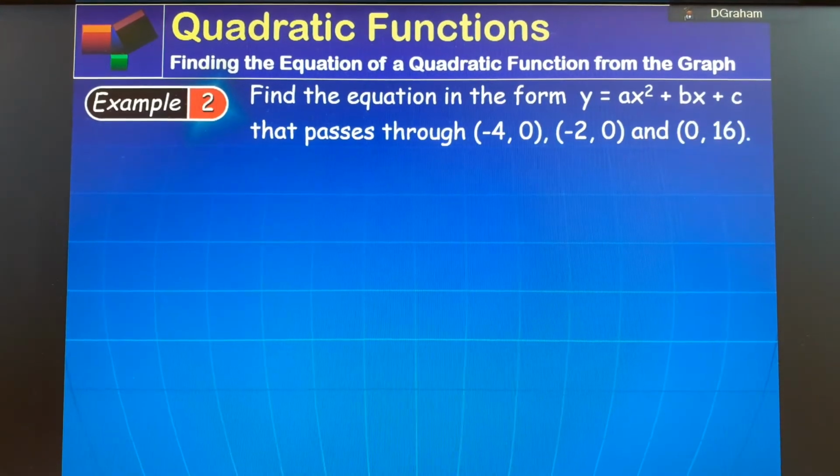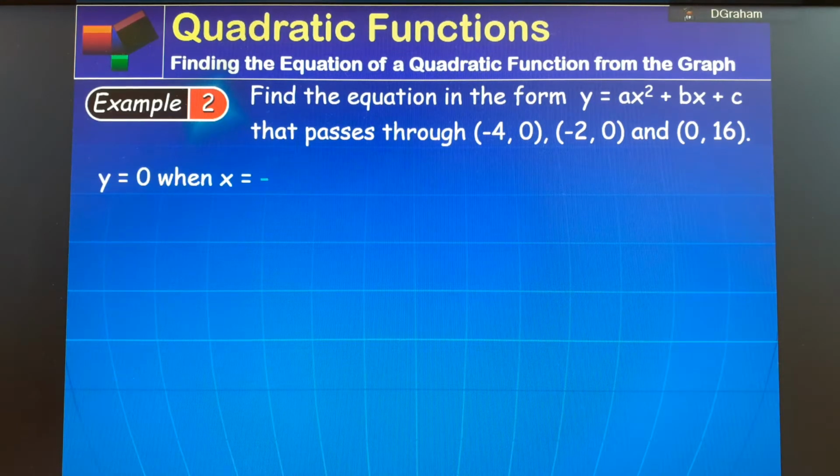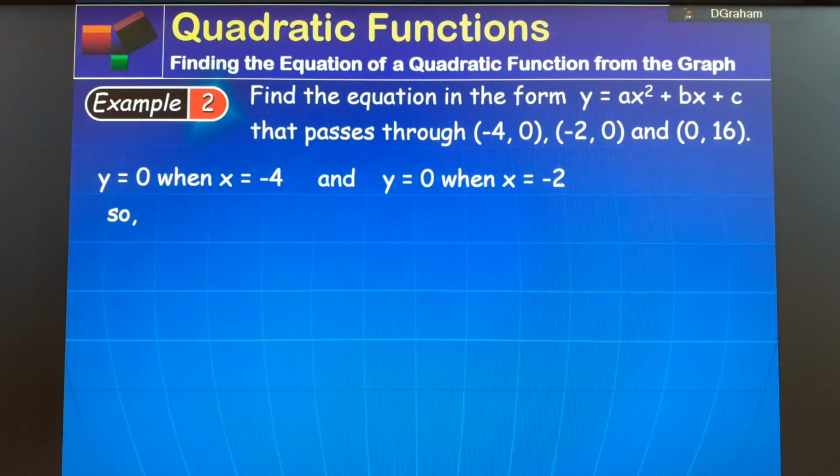Okay, so if we're asked to find the equation of the form y equals ax squared plus bx plus c, which is a quadratic function that passes through these points negative 4, 0, negative 2, 0, and 0, 16. We will start off by recognising that the coordinate negative 4, 0 is when y equals 0, x is equal to negative 4. And the coordinate negative 2, 0 is when y equals 0, x is equal to negative 2. Now, these are the two roots of the equation. This is where it crosses the x-axis.